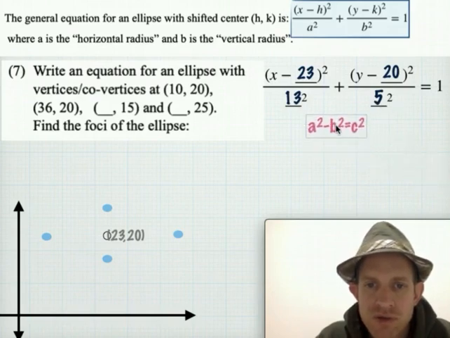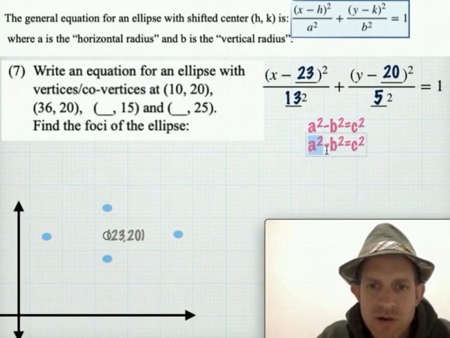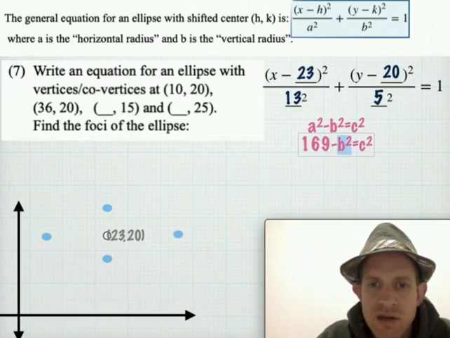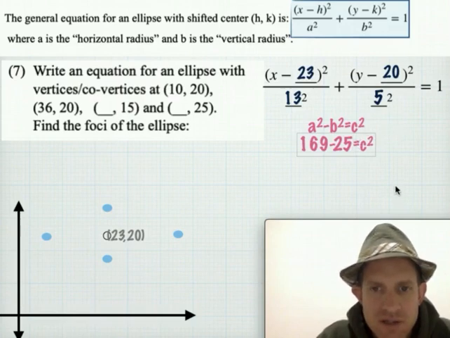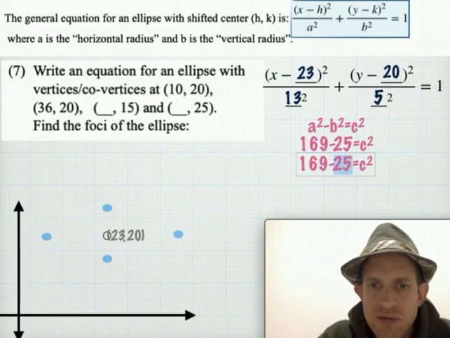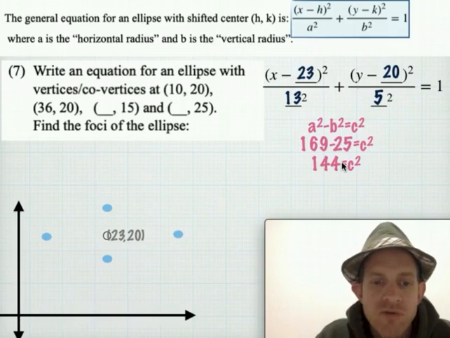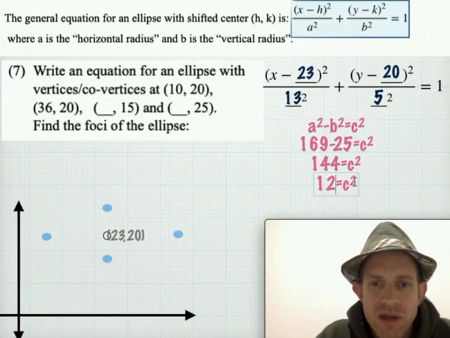And so if we put in some numbers here, 13 squared is 169. And then 5 squared is 25. And so if we subtract those, 169 minus 25 is exactly 144. And that's convenient because 144 has a nice square root of 12. And so our focal length is 12.